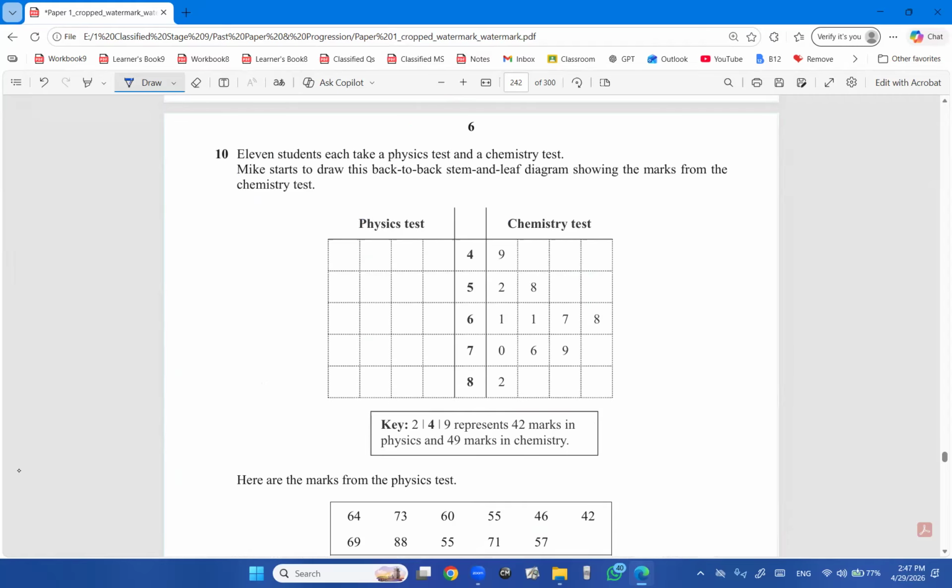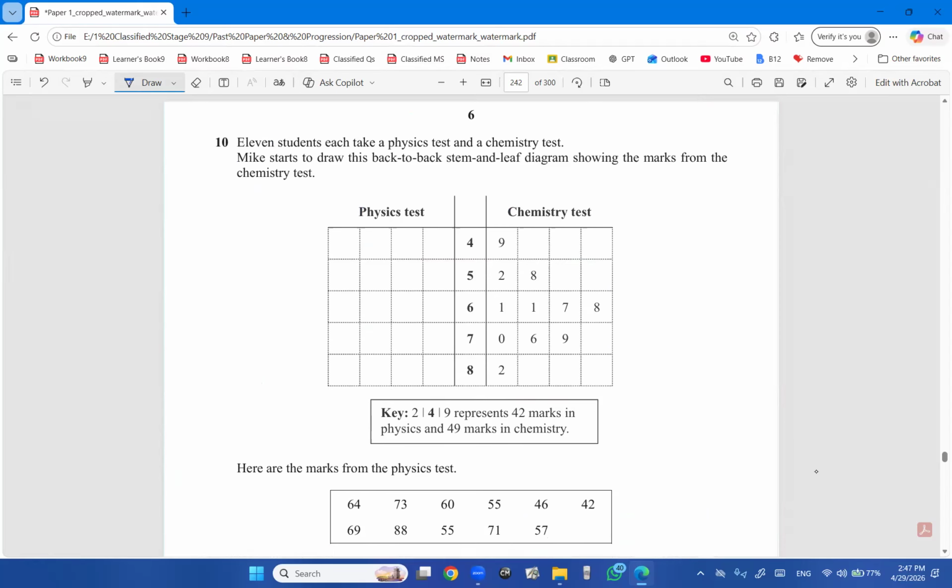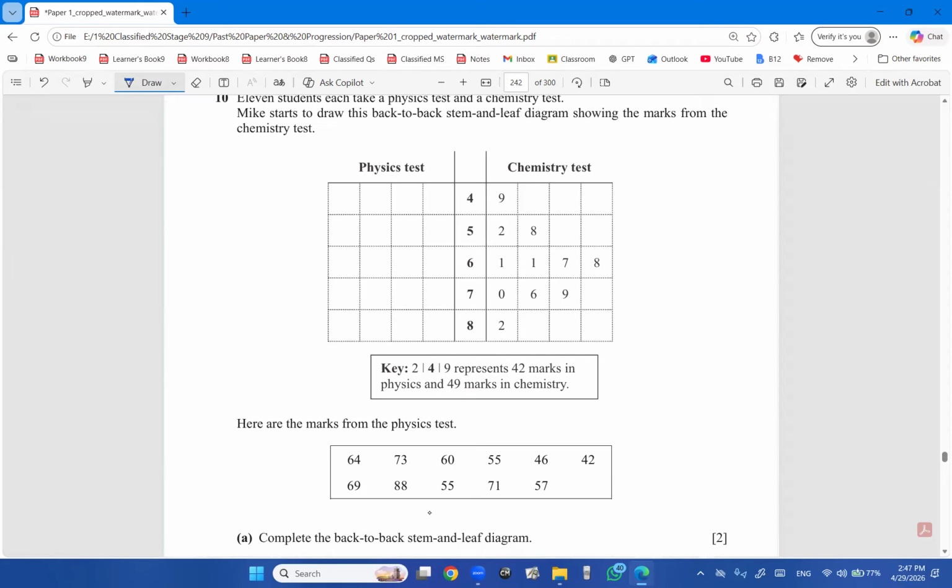Next, over here, they're saying to you, here are the marks from the physics test, and they're requesting from you to complete the back-to-back stem and leaf diagram of the physics. So we have just read the key, and we know that this key is actually the tens in the chemistry and the physics as well. So it is the tens place.